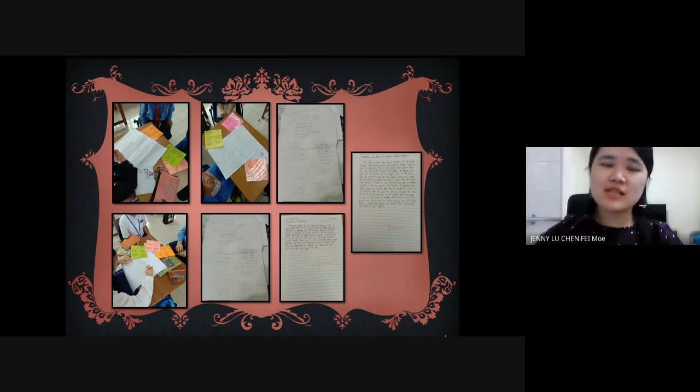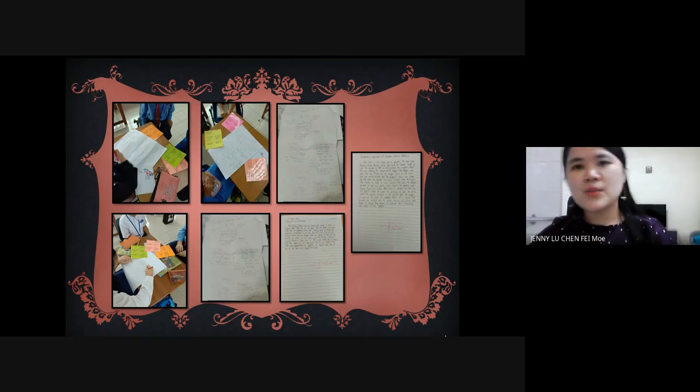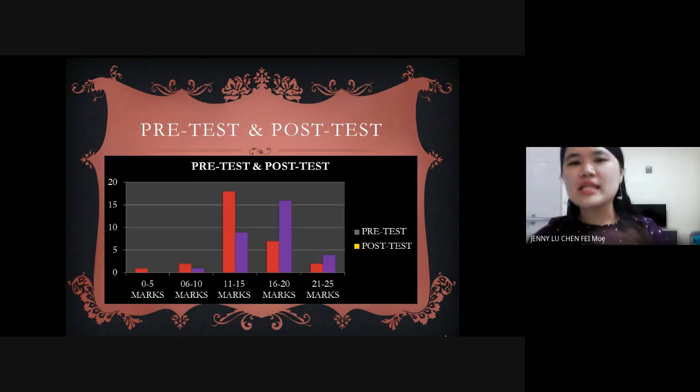So here we can see several pictures of pupils using the BQ cards to discuss, as well as their samples of the BC map that they have created and the essays that they have also produced during that discussion itself. From here, we can see there are differences between the pre-test and the post-test. Let's compare the scores during the pre-test and post-test.